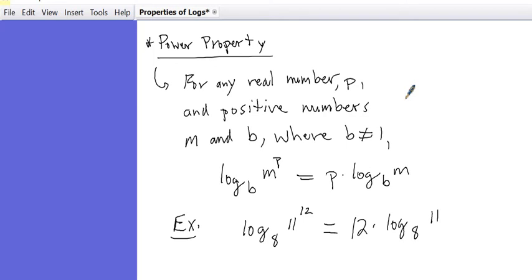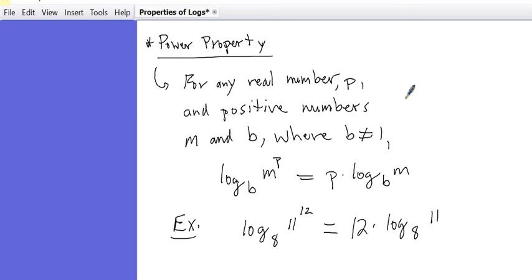All that is kind of wordy, but all it's saying is if I'm taking the log of a number and that number has an exponent, then that exponent can come out front and be multiplied by the log. So here's an example. Log base 8 of 11 to the 12th. When you simplify that, the 12 comes out front, and so you're multiplying 12 times log base 8 of 11.